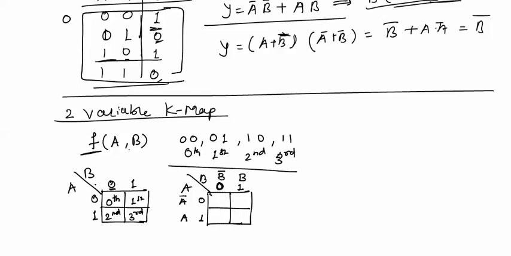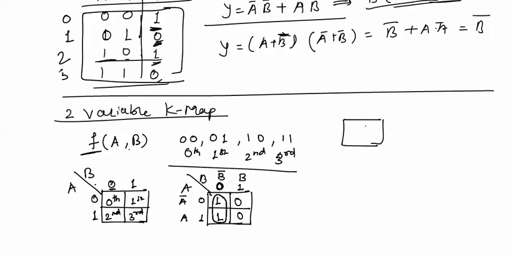For the zeroth combination F is 1, or Y is 1. For the first combination Y is 0. For the second combination Y is 1, and for the third combination Y is 0. So 1 0 1 0 will be plotted here. Now these two ones can be covered in a pair. This pairing is necessary for writing the simplified expression. There are two ones, and these two ones are adjacent to each other, so they can form one pair.